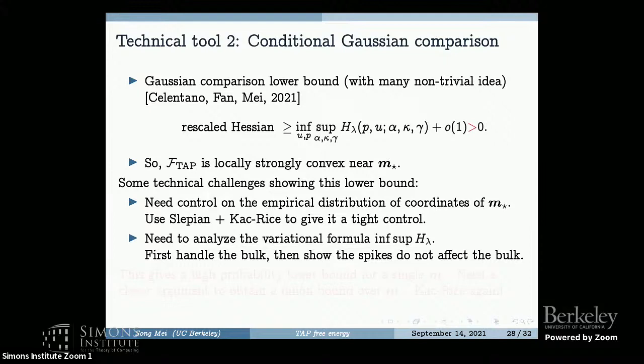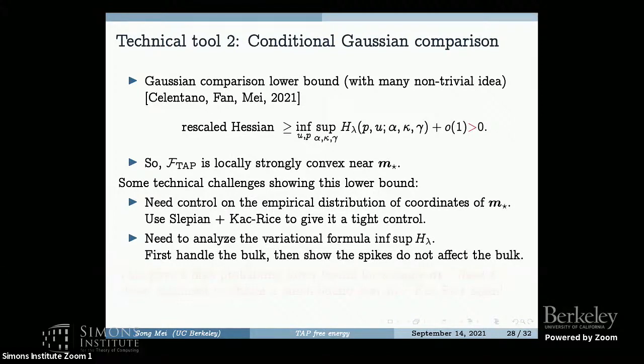And then we need to analyze this variational formula to show that it's greater than 0. Handling this variational formula well takes some effort. We first need to handle the bulk, and then show the spike doesn't affect the bulk.